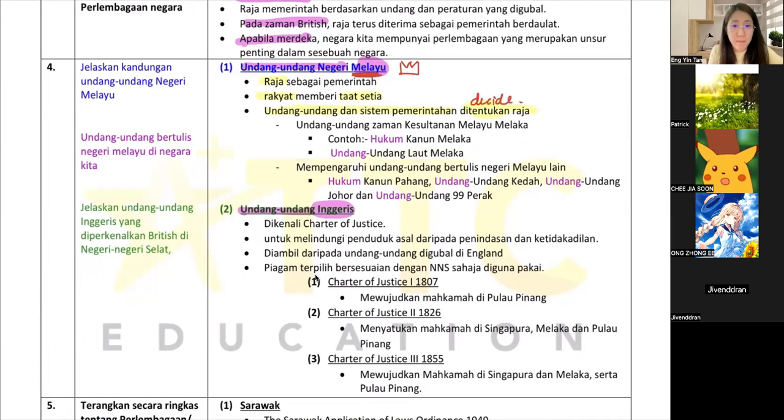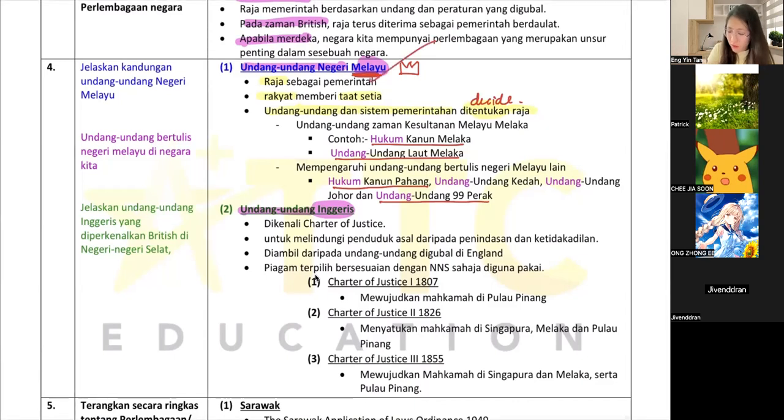So speaking of the example of the undang-undang negeri Melayu, I told you ada sultan punya mah. So Melaka lah. Melaka law, hukum kanun Melaka, undang laut Melaka. For the other states, I will strongly suggest all of you memorize hukum Pahang and undang-undang 99 Perak. The reason being is because similar as your Melaka, the pattern, did you realize? Hukum kanun Melaka, hukum kanun Pahang, undang laut Melaka, undang-undang 99 Perak. Okay, so the Malay one, easy peasy.